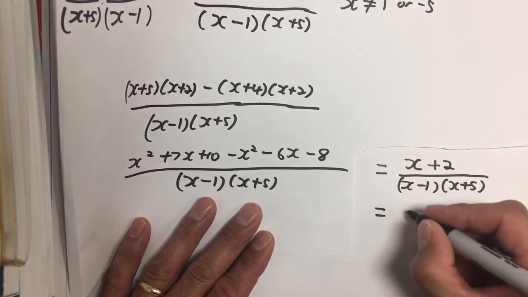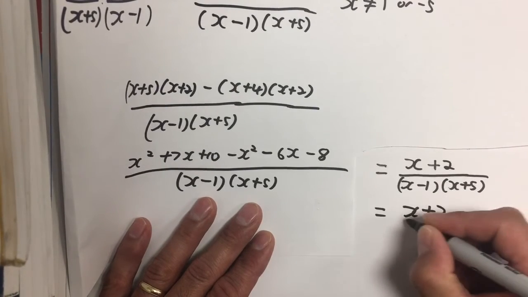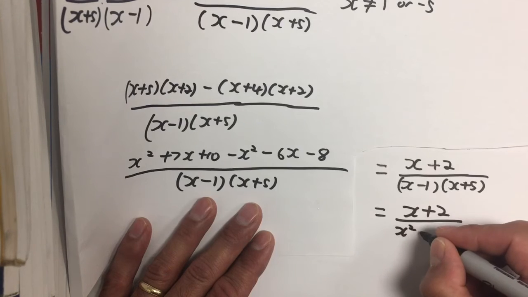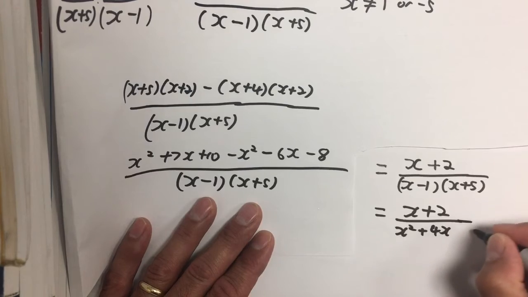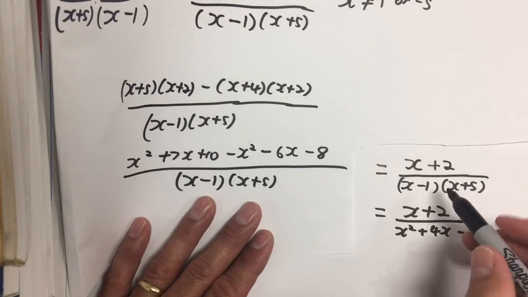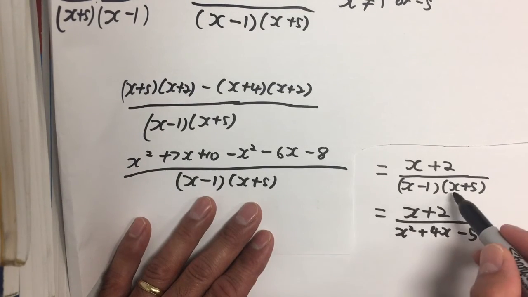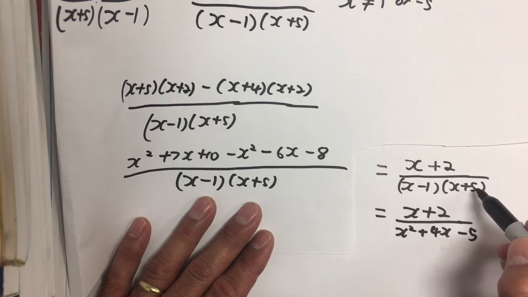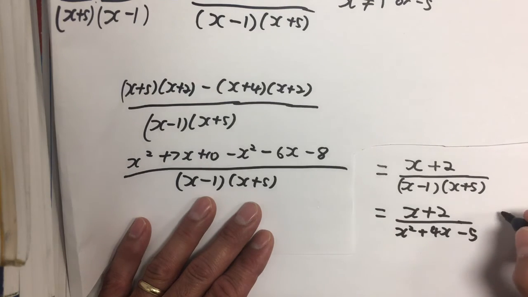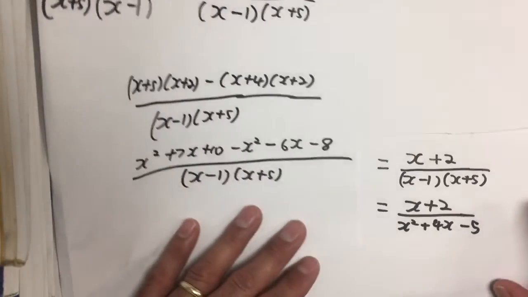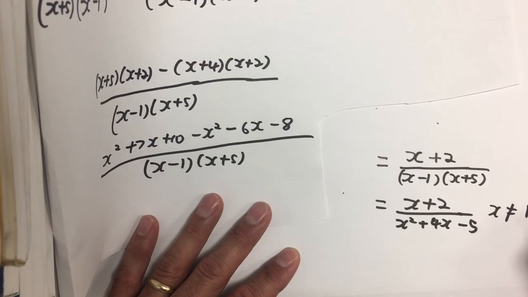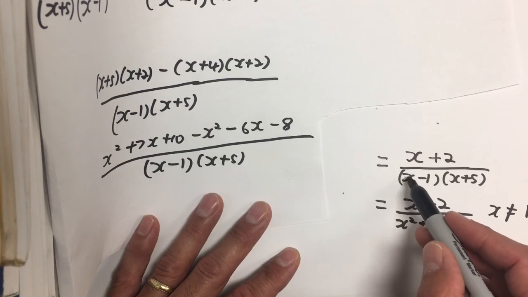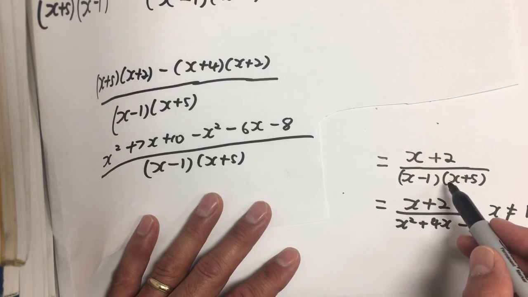So we can write the bottom in standard form. We've got (x + 2) over x² + 4x - 5. That is 5x - x is 4x, and -1 times 5 is -5. And we have the restrictions that x cannot be equal to either 1 or -5, because if it was, we would have a 0 here if it was 1, or a 0 here if it was -5.